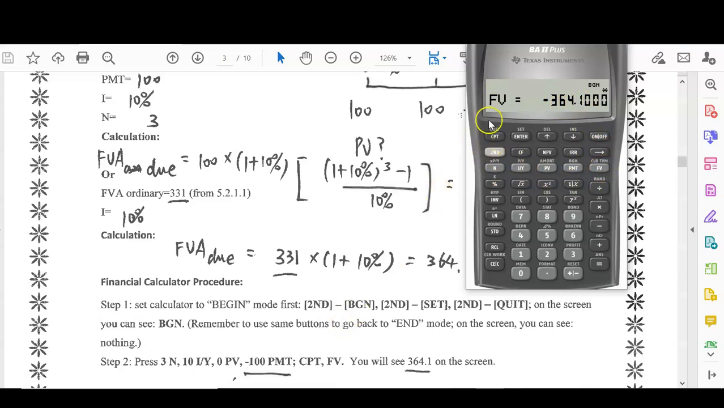If you want to switch back to end mode, change the payment back to ordinary annuity from annuity due, you need to press second begin, second set, until you see end, and press second quit. So now nothing is on the screen anymore. It means the payment goes back to ordinary annuity.